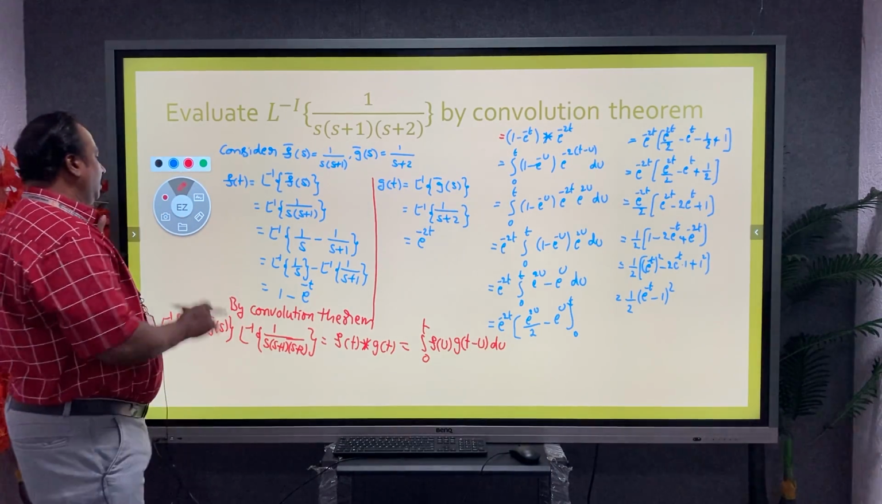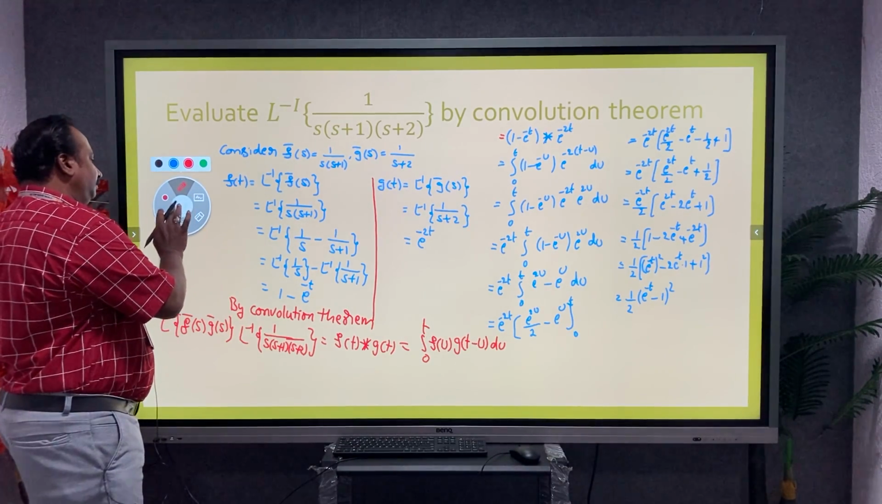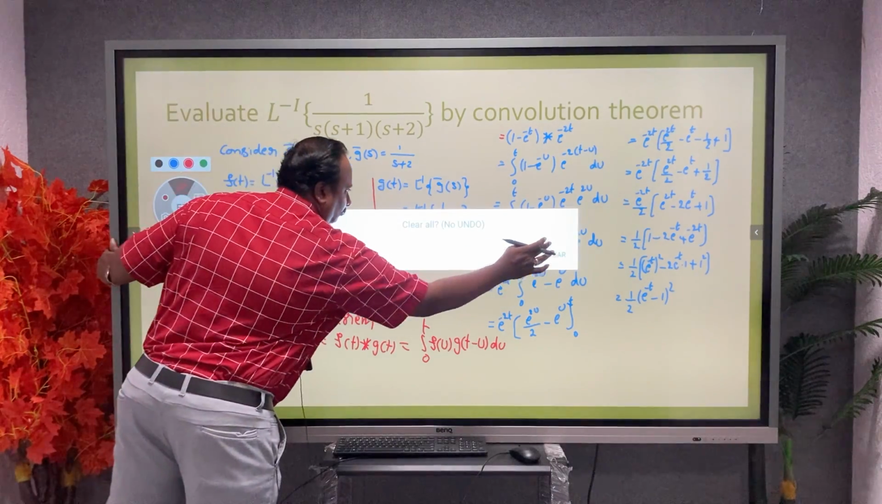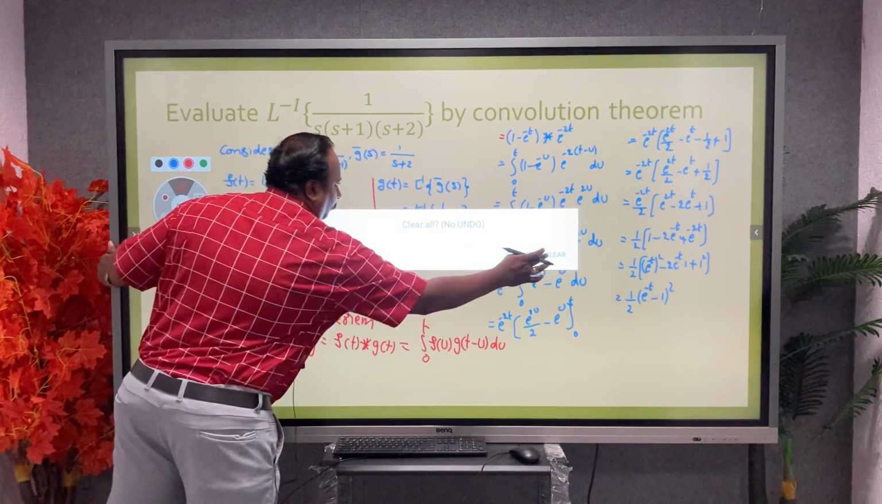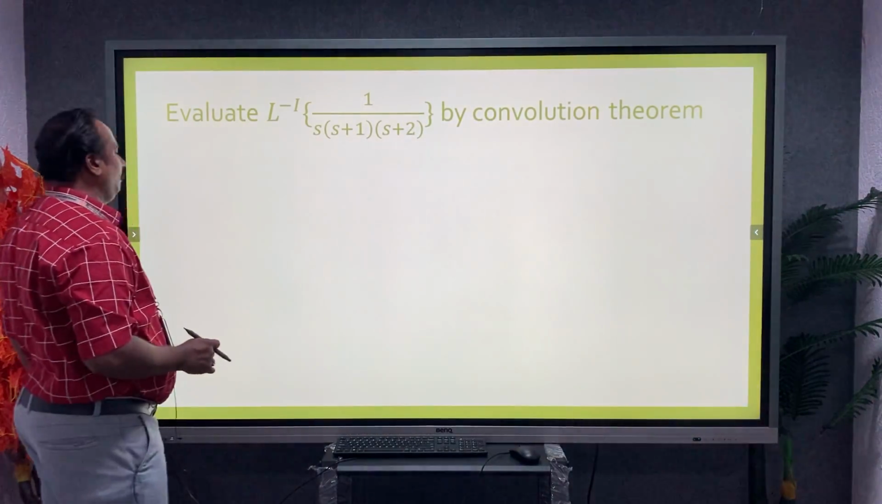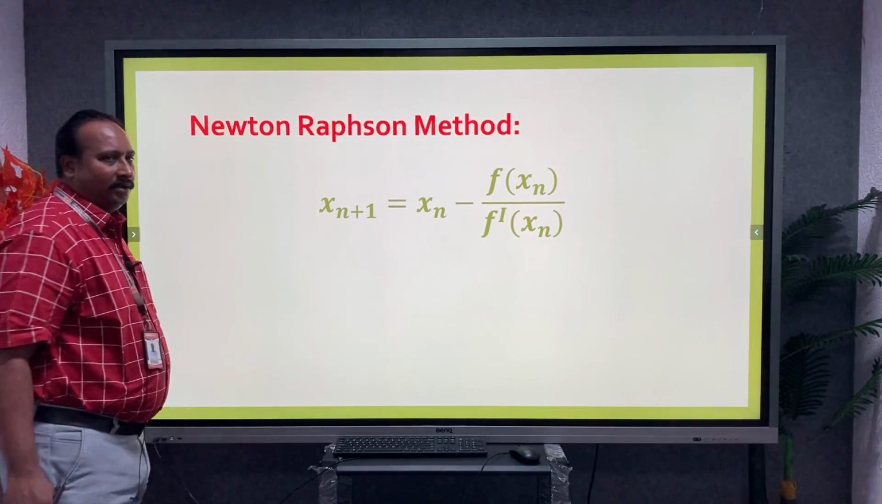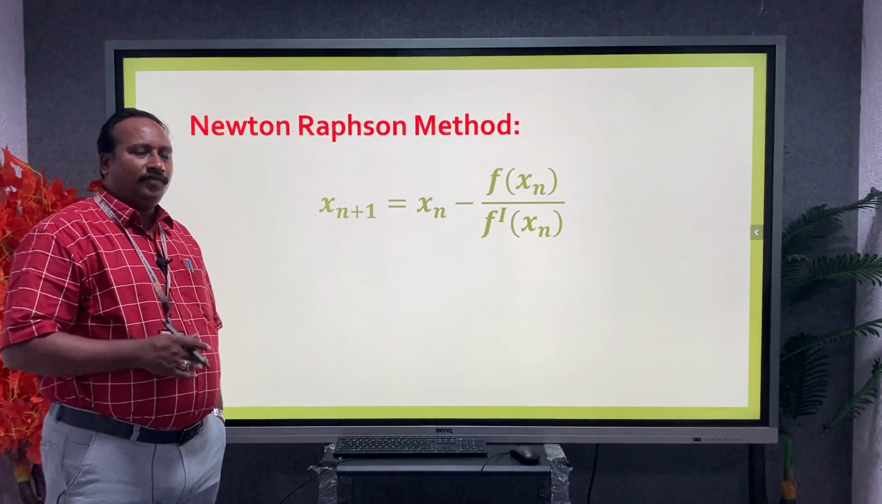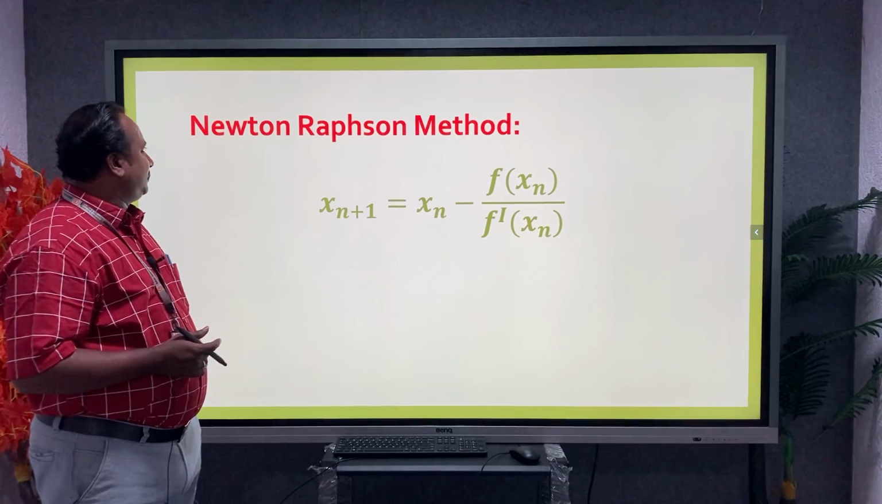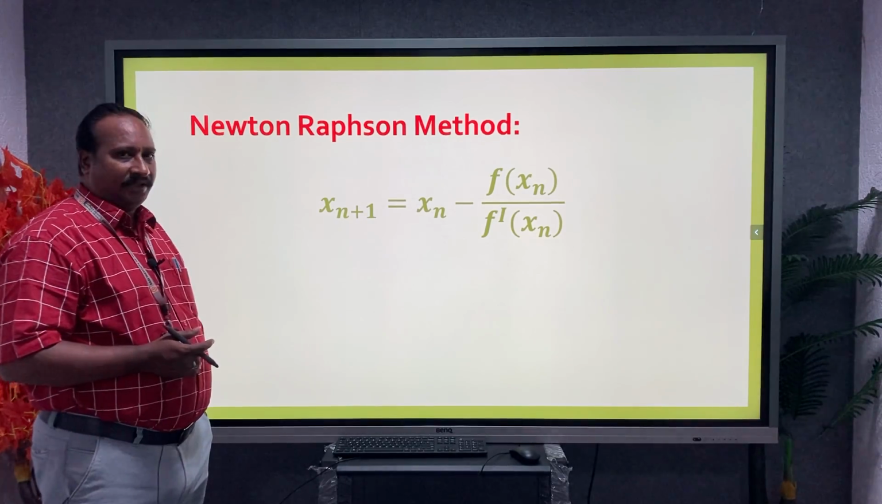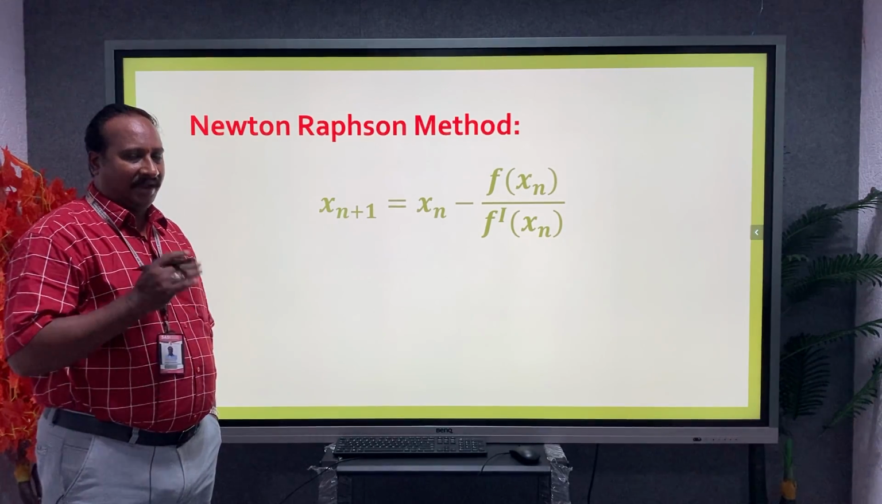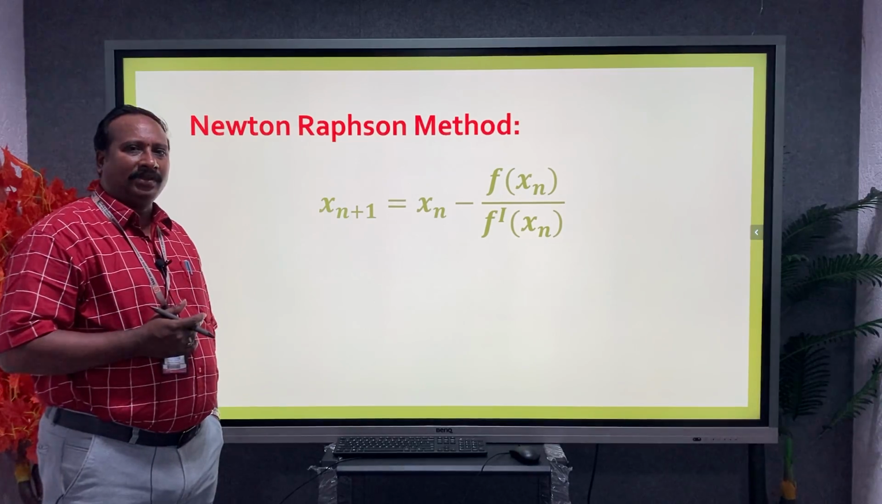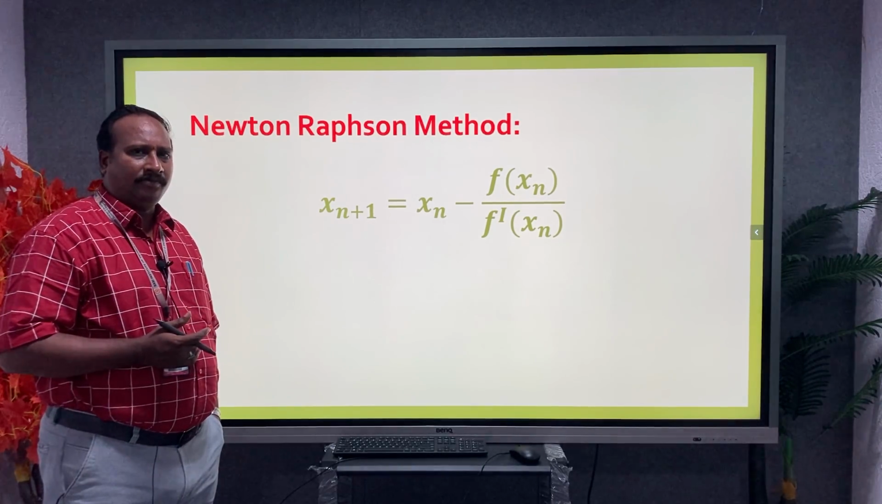So now coming to the next slide. So convolution theorem over. Now I am going to discuss the second topic, that is Newton-Raphson method. So what is the Newton-Raphson method? When do we apply Newton-Raphson method?